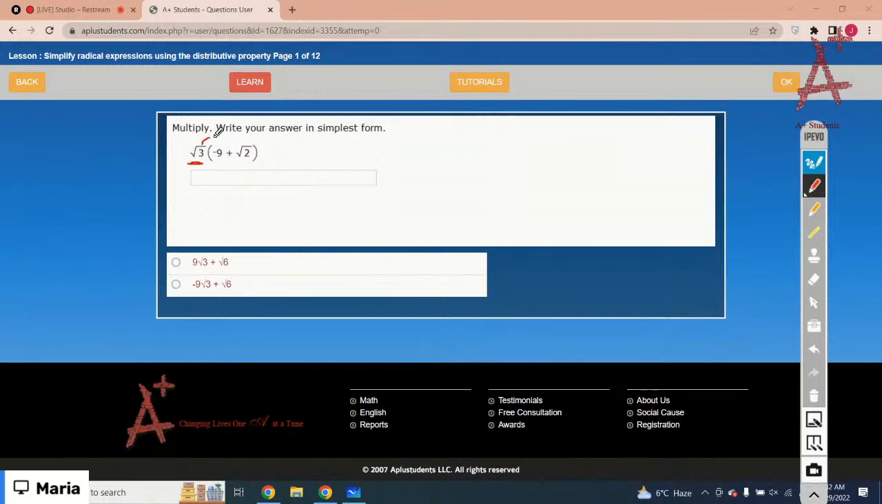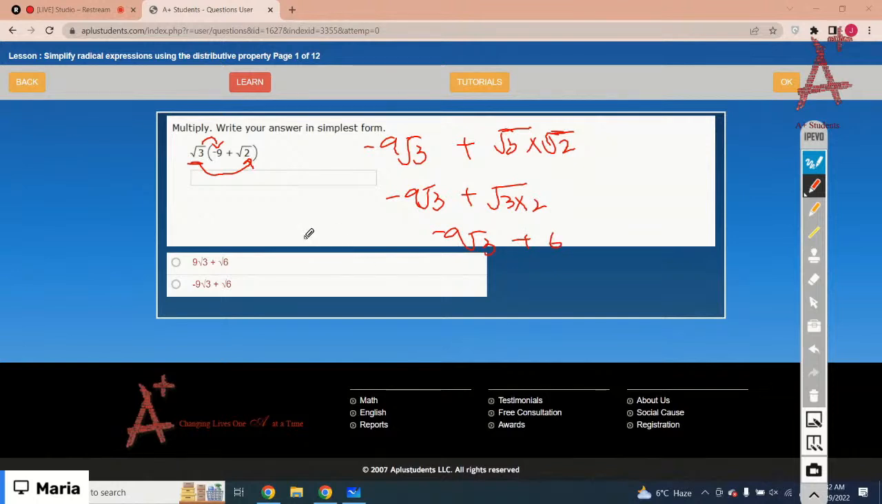So it would be then multiply negative square root 3 with negative 9. It would be negative 9 square root 3 and multiply square root 3 with square root 2. So it would be square root 3 times square root 2. So here I'm going to apply the multiplication property of square roots. It would be 3 times 2. Got it? So 3 times 2 is 6. So it would be 9 square root 3 plus 6. Got it? So second option is the correct one.